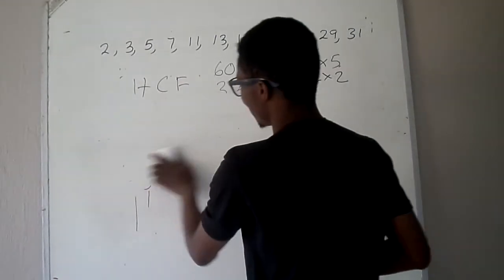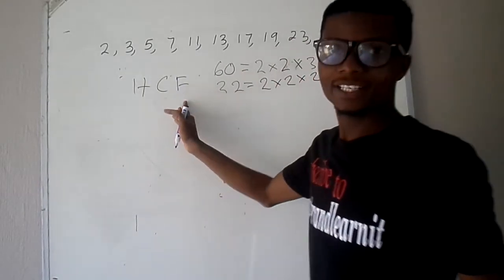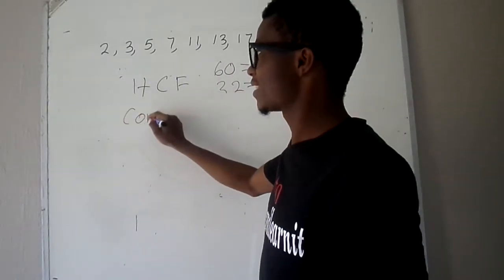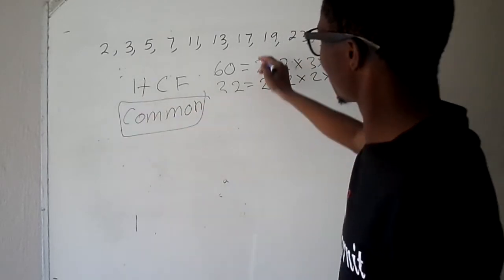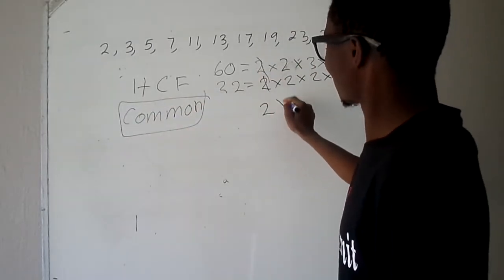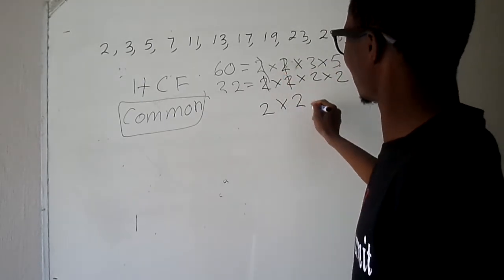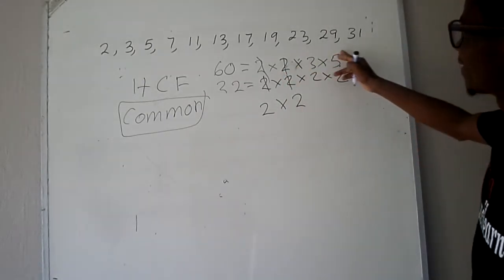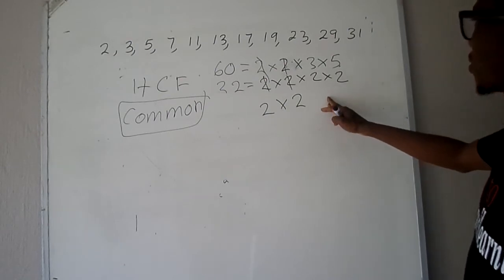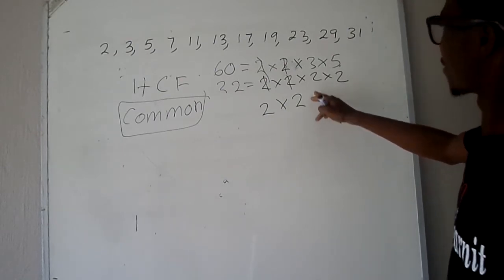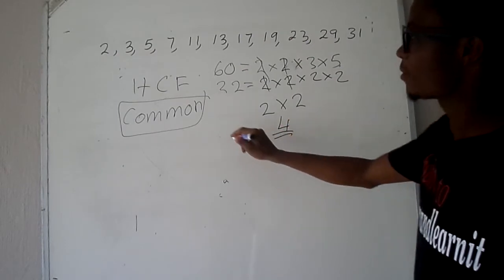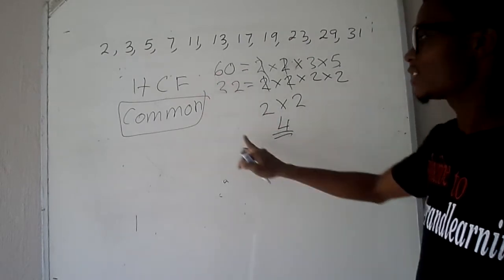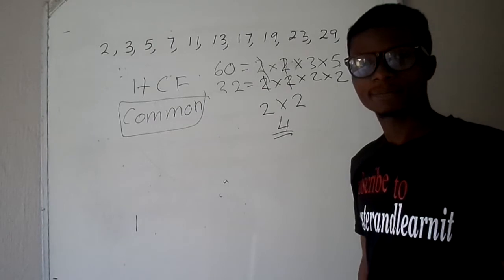Now, on a highest common factor, we only take things that are common. The factors that are common: 2 is common, times 2 is common. What else is common? There is nothing else that is common. So 2 times 2, we get 4. So the highest common factor of 60 and 32 is 4.